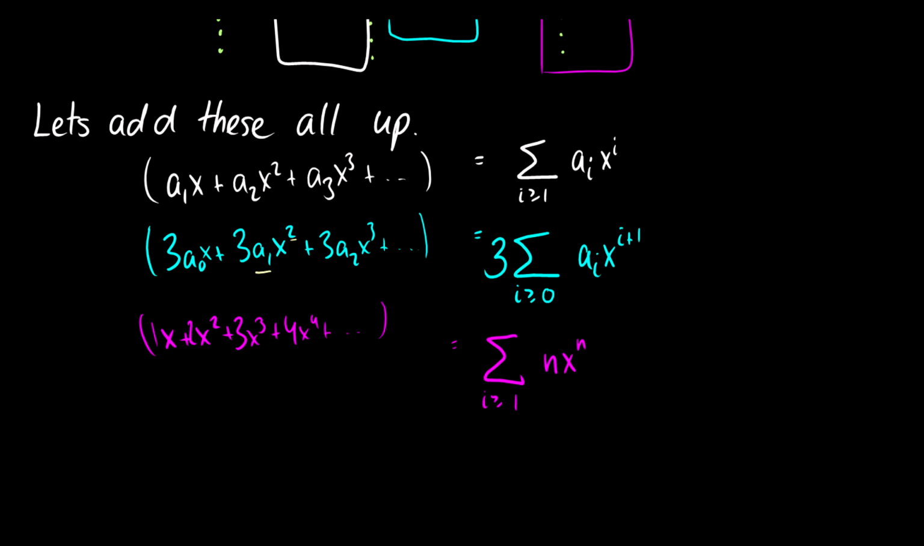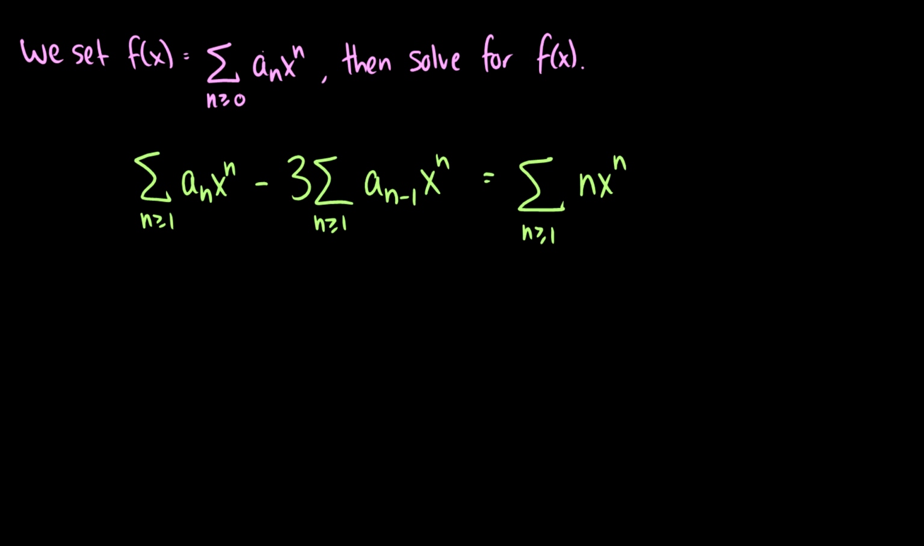So here we have some sums. And these all kind of look like the formal power series of the sum for i greater or equal to 0 of a_i x to the i. So we're going to do something with this notion. What are we going to do? Well, we're going to set f of x to equal that formal power series. And we're going to solve for f of x by doing some substitutions here.